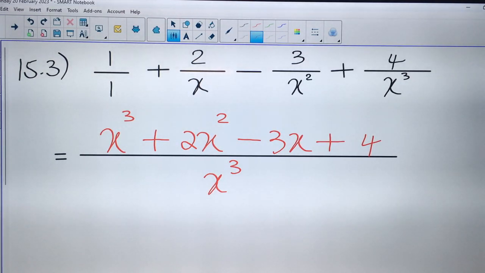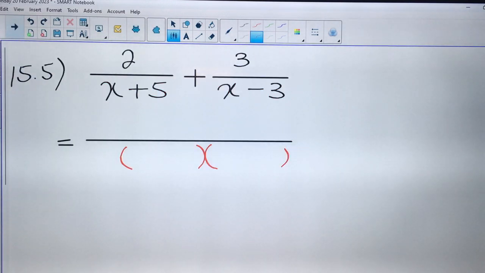All happy? Yes. No like terms, so we stop there. Okay, now this one is very similar to the example that we have done previously.